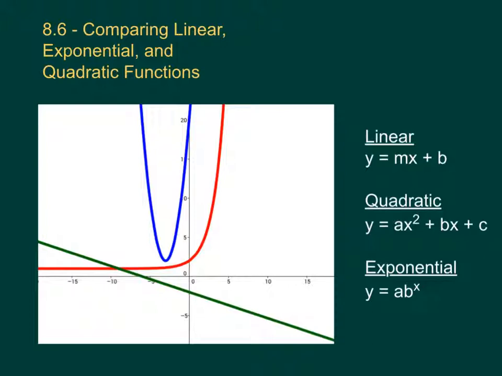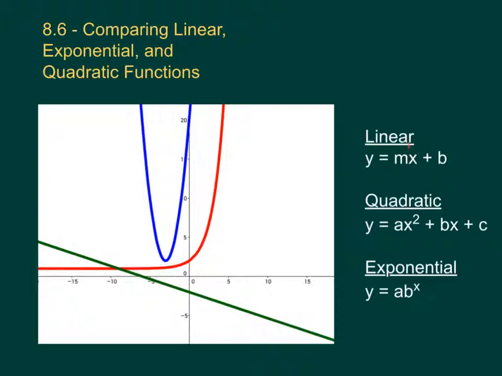Well, on the graph here, I have three functions drawn: a green function, a red function, and a blue function. Now, it's probably pretty easy to tell which one of these is a linear function because it has the shape of a line. The green one is a linear function. It has the equation y equals mx plus b, where m is the slope and b is the y-intercept. It could be written in other forms, standard form, point slope form, but it can be written in slope-intercept form.